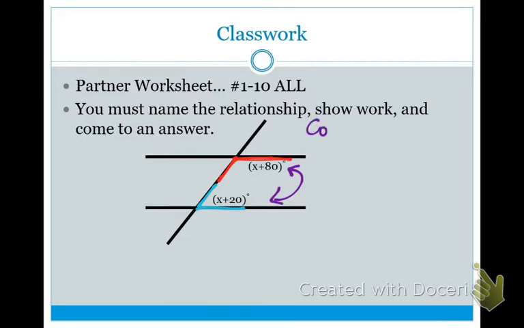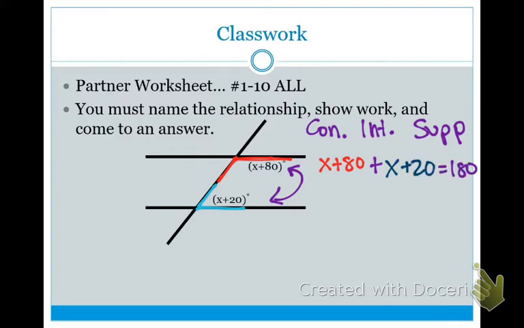They're consecutive interior. So what do I know about consecutive interior angles? They're supplementary. And supplementary means? They add up and equal 180. Good. So you would take them. What's the measure of my first angle? X plus 80. And I would add it to the measure of my second angle, which is x plus 20. And what do both angles add up and equal? 180. And then what would I do from there? Combine like terms, get x by itself.